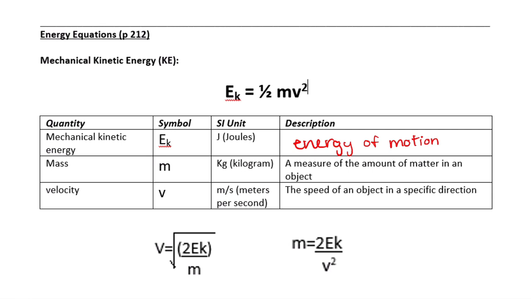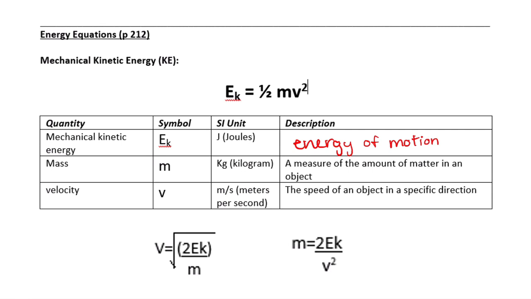Then we have v, which is velocity. This is sort of like speed, but velocity is specifically tied to a direction, where speed can be in any direction. You'll learn a bit more about this if you choose to take Physics 11.